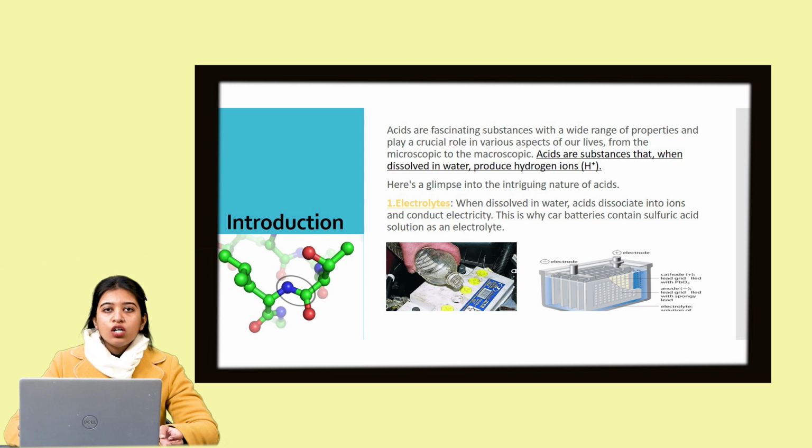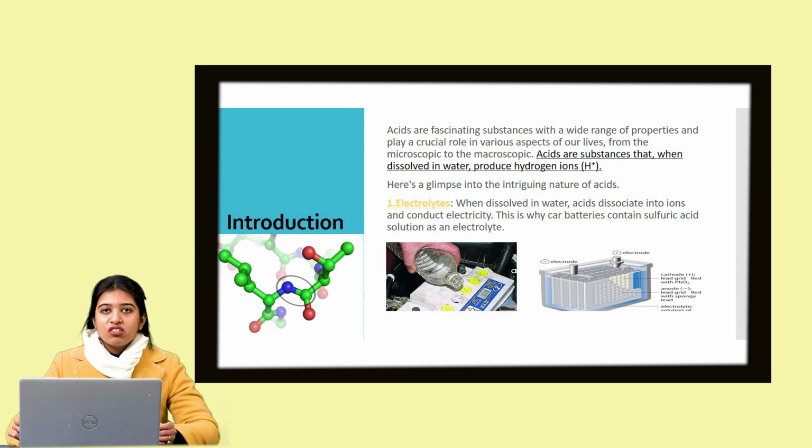So let's give a glimpse of the basic nature of acid, and talk about its applications. One of them, first, is electrolytes. From the images you can see that acid is being used in batteries. So what kind of acid could it be? It is sulfuric acid.